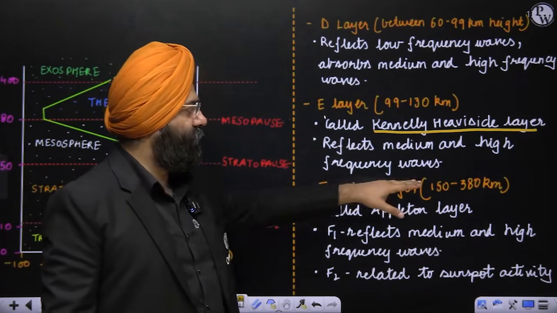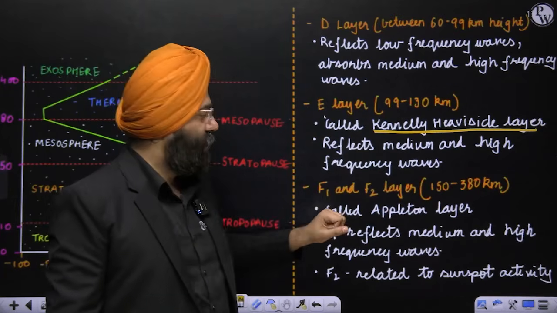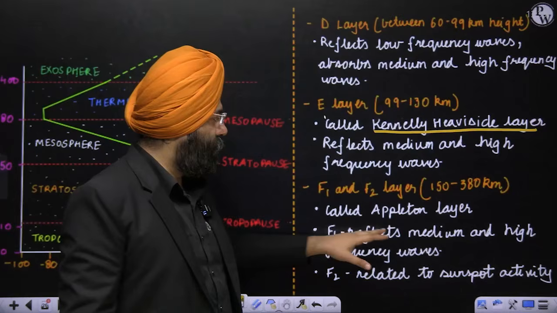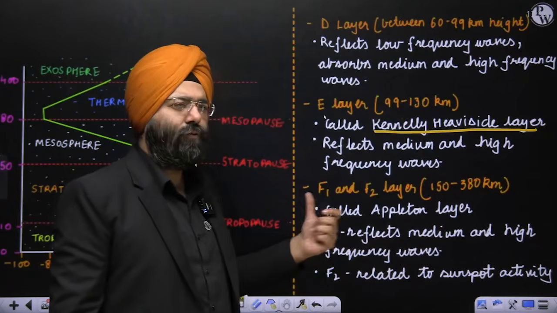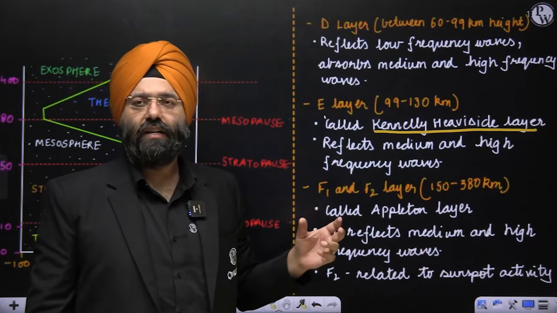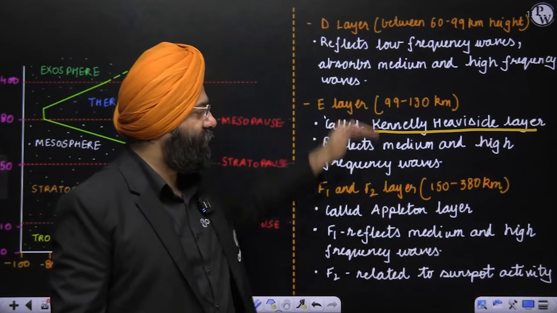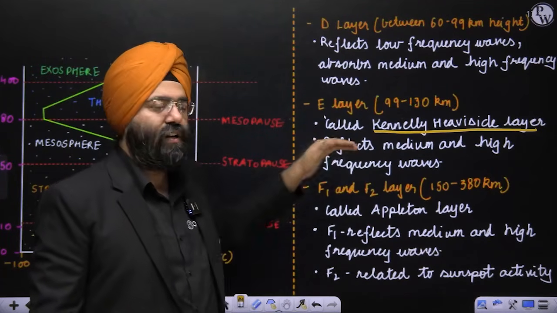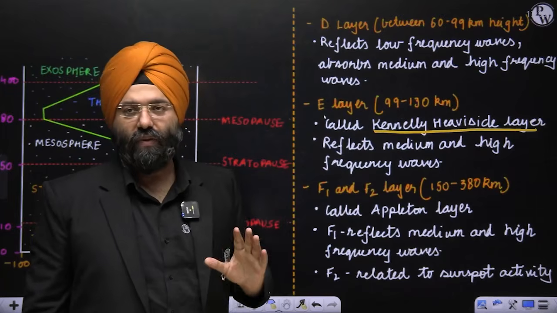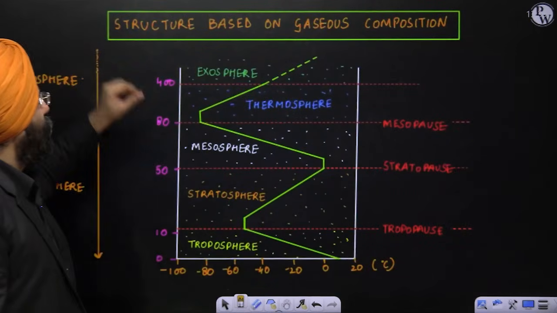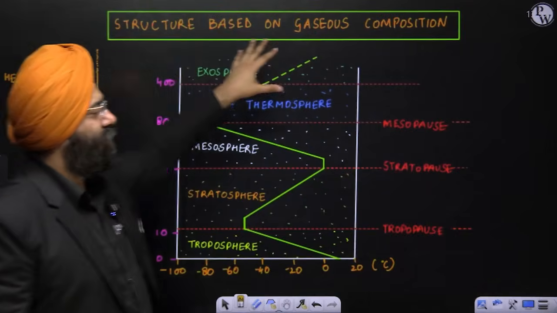F1 and F2 layer between 150 to 380 kilometers. Now these are called the Appleton layer. Now F1 reflects the medium and high frequency waves, and F2 is generally associated with the sunspot activity cycle, which we will be studying later on along with that. So these are the few layers, D, E, F1 and F2 layer, which you should be aware of with respect to the ionosphere. Clear? So now comes the concept of structure based on the gaseous composition.